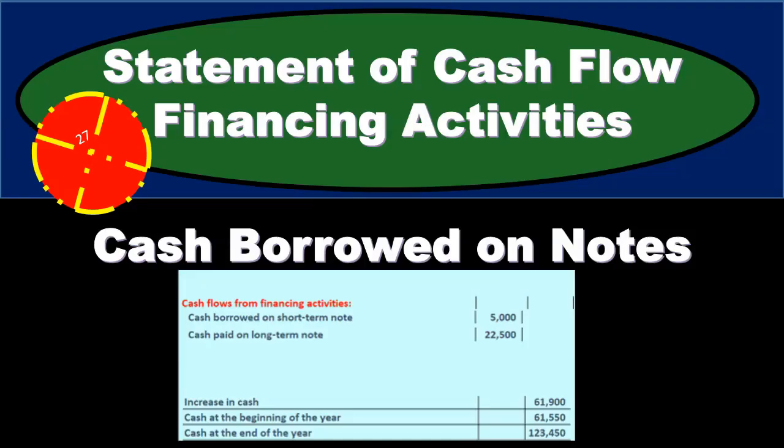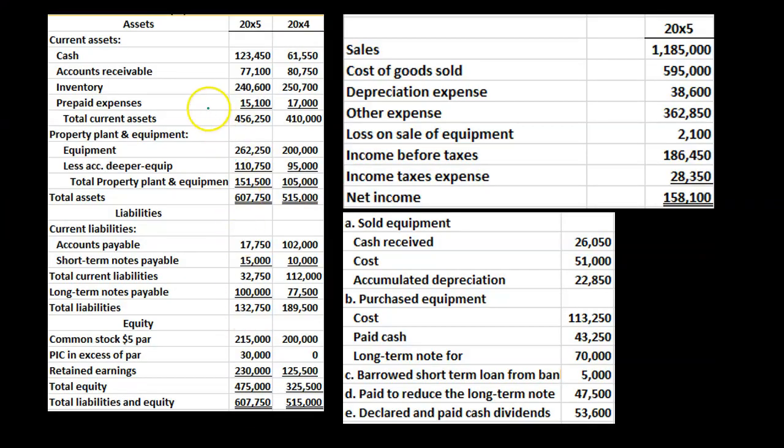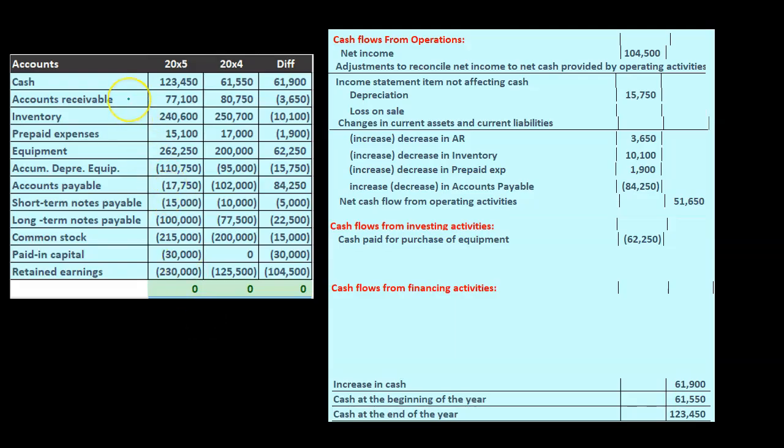In this presentation, we will continue on with the statement of cash flows, looking at the financing activities, looking at cash borrowed on notes. We're going to be using the information with our comparative balance sheet, the income statement, and the additional information, focusing on the comparative balance sheet first, which will be used to create this worksheet. We have gone through this worksheet looking for all the differences and finding a home for them, starting of course with cash down here. And then we kind of skipped around to pick up all of the cash flows from operating activities. And that's really how people usually start this thing out.